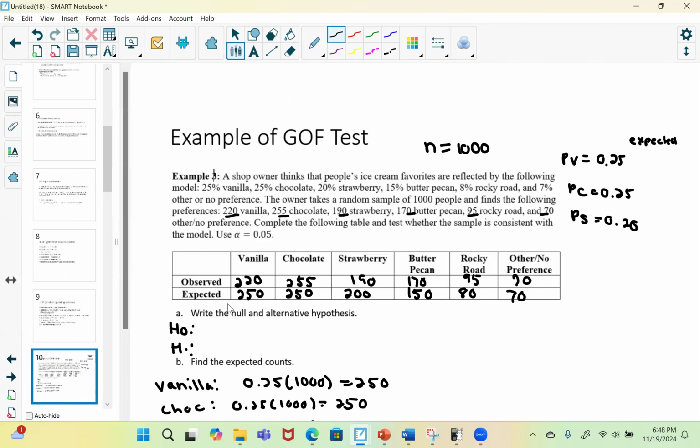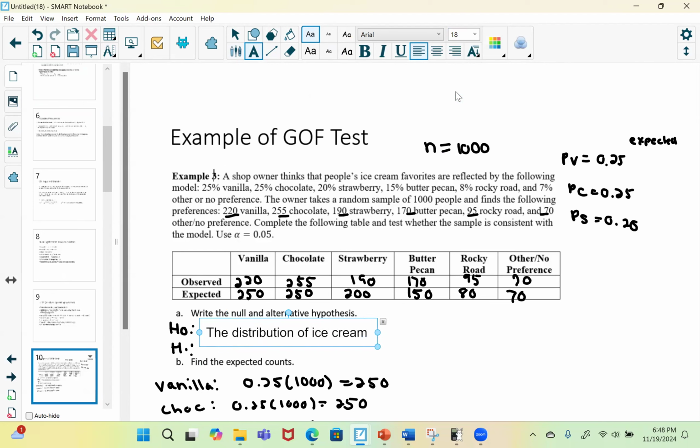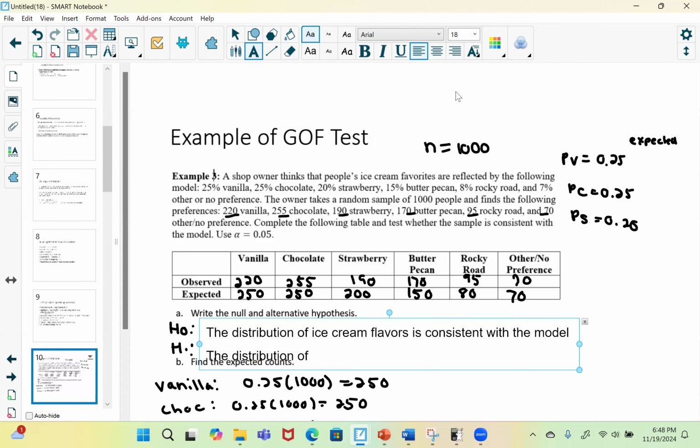So for this problem, I would say the null is the distribution of ice cream flavors is consistent with the model, and the alternative is the distribution of ice cream flavors is inconsistent with the model. And so that's how we'll always write our null and our alternative for the GOF test, which is when we're comparing the observed and the expected.